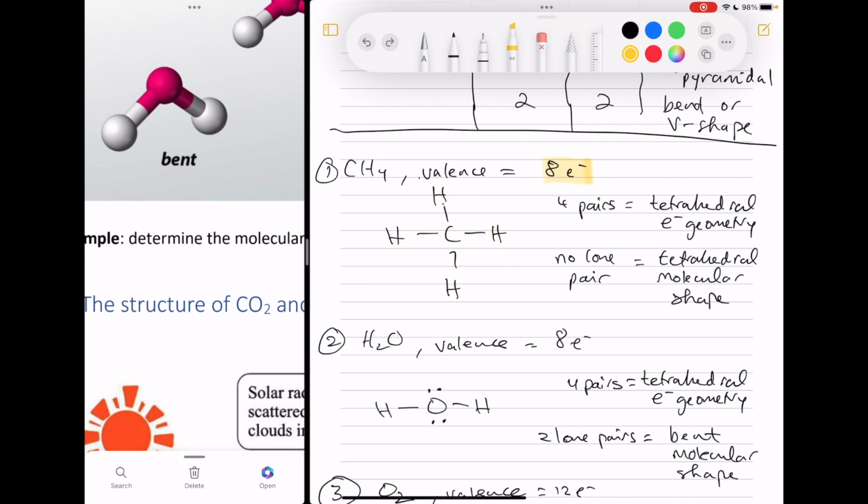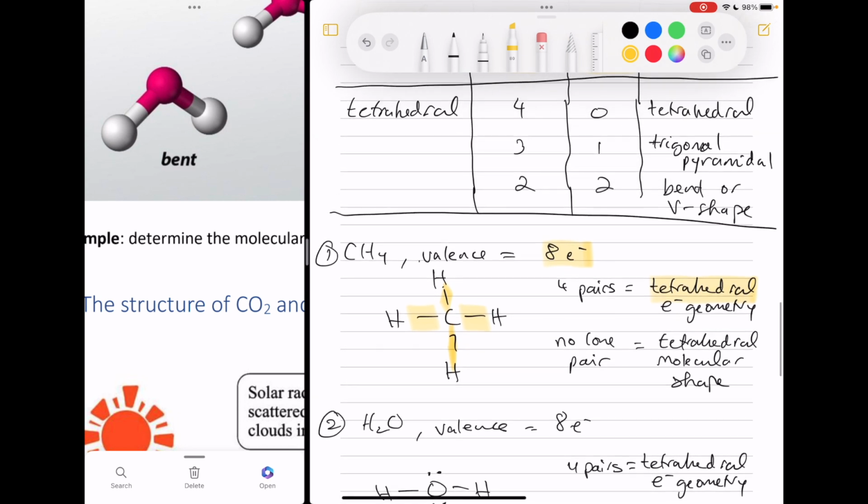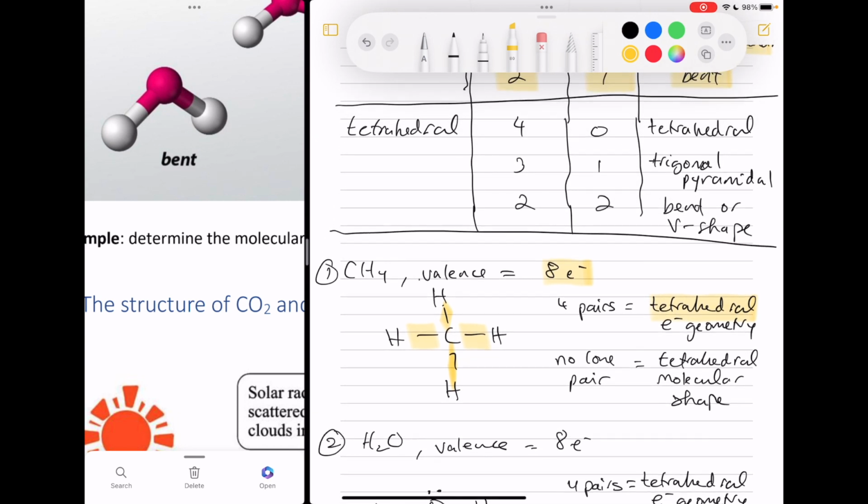What I need to figure out then is how many electron pairs are around the central atom. So carbon is our central atom. You just count 1 pair, 2 pairs, 3 pairs, and 4 pairs. So 4 pairs of electrons means a tetrahedral electron geometry. And then you need to figure out how many of those pairs are bonding versus lone. In this case, we have all 4 of them being bonding pairs. So 4 bonding, 0 lone pair. So the molecular shape is also tetrahedral.